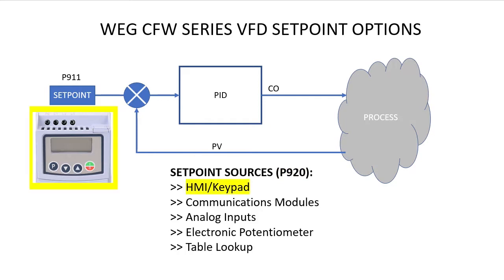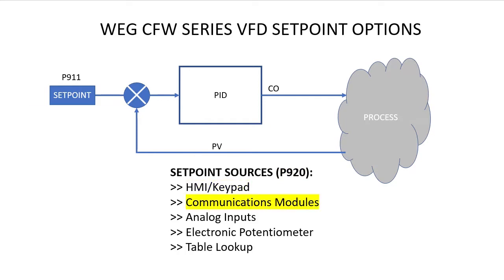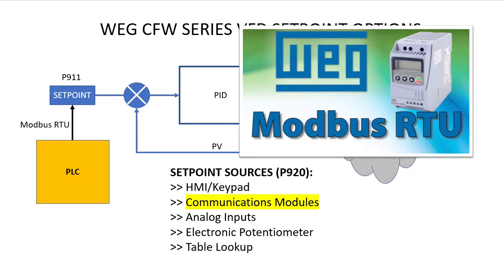It can come from the HMI like we've been doing. It can come from an external device via one of the communications modules. Maybe you have a PLC talking to the drive via Modbus RTU. The PLC just writes to parameter 911's address to set the new set point. Check out the WEG VFD Modbus RTU videos if you want to learn how to communicate with a WEG VFD via Modbus RTU.